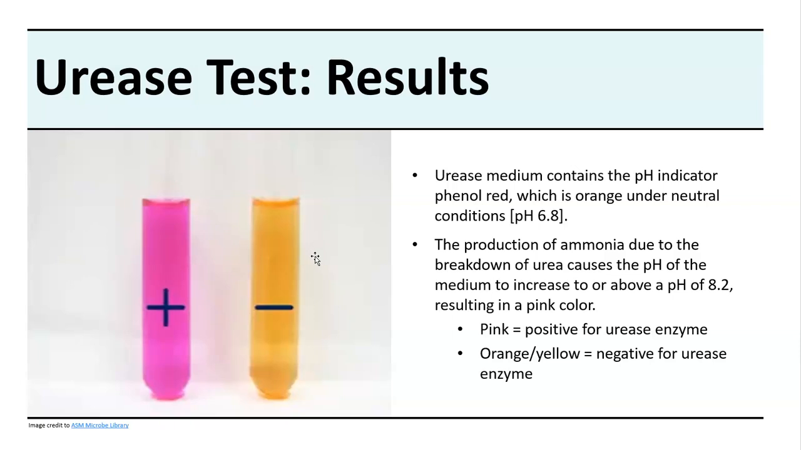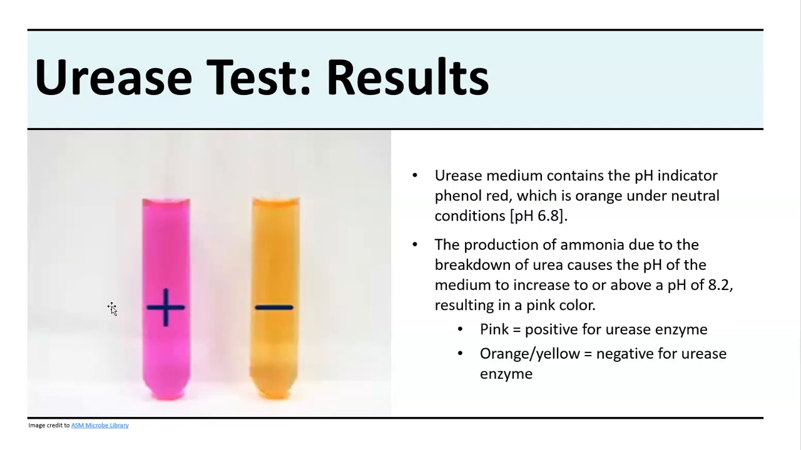So when you inoculate them with bacteria, if the bacteria has the urease enzyme, it will break down urea, which causes ammonia to be released, which causes the pH to increase. And in these test tubes, because of the pH indicator, phenol red, when the pH increases, the color shifts from orange to this bright pink that we see over here. So in a urease test, if the test tube turns bright pink, that's a positive reaction, and it means the bacteria have the urease enzyme and are able to hydrolyze urea.